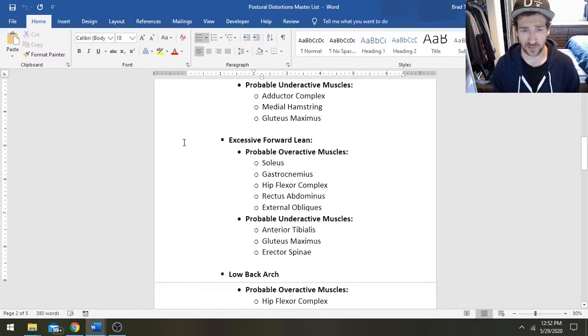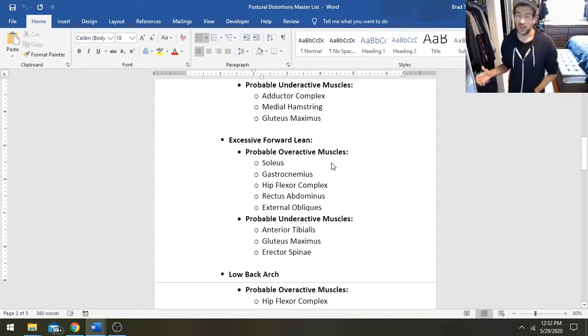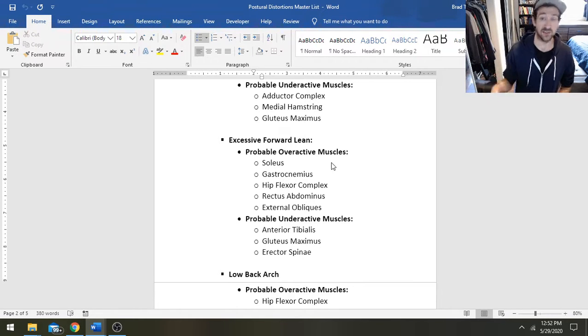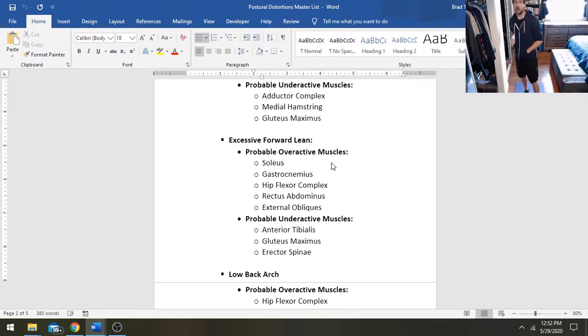Then we see excessive forward lean. This is another one of our common ones. Those overactive muscles are going to be in 2 different places. So it's either going to be your calves because you have limited dorsiflexion, so then you kick your butt out in order to counterbalance your weight. So that's overactive calves and underactive tibialis muscles, so underactive dorsiflexors.